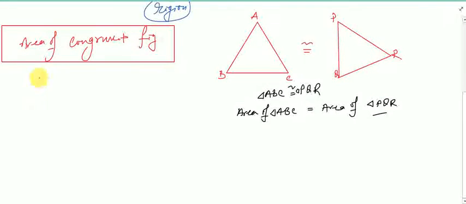Now there is the addition property for the area. Addition property for area.